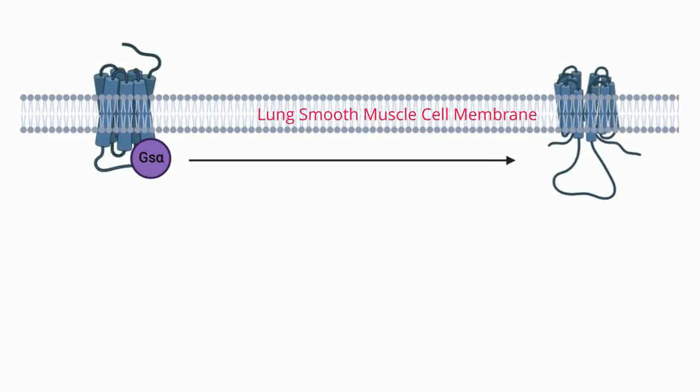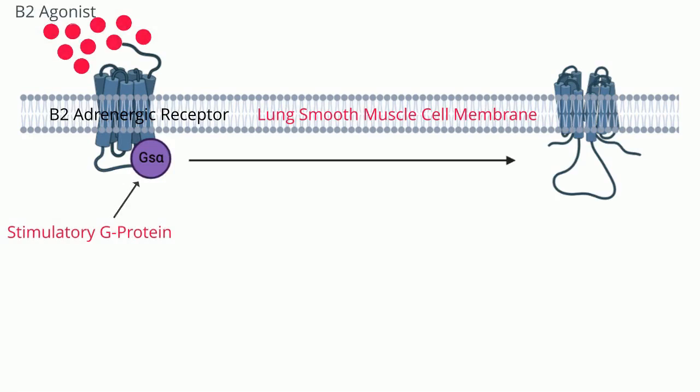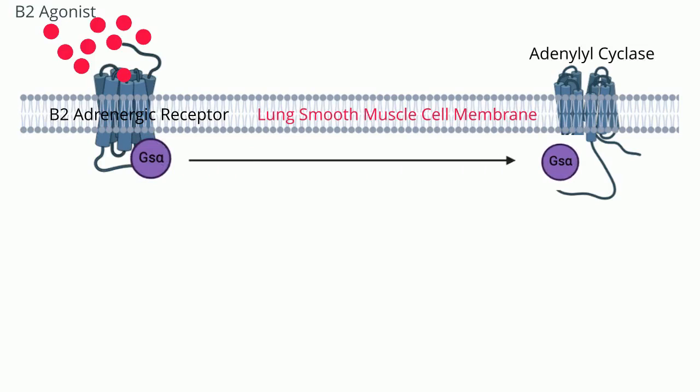Lining the muscles in the airways are receptors called beta-adrenergic receptors, which are coupled to stimulatory G proteins in the smooth muscle cells. When Josh inhales, the salbutamol binds to the G protein-coupled receptors in the bronchioles, causing a conformational change in the receptor, activating the enzyme adenylyl cyclase. This causes a cascade of reactions.